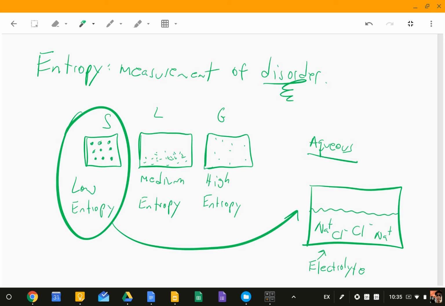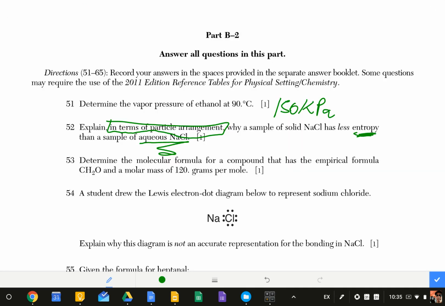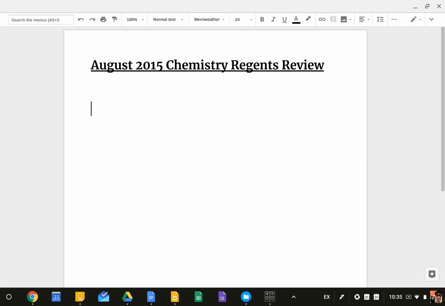Okay, so now let's go back to entropy. Think about solid table salt, which is nice and orderly in a crystal, and then you have dissolved table salt, which is very messy. So aqueous mixtures of things dissolved in, let's say, water have higher entropy than the solid. So greater entropy when something is dissolved. So now we can answer the question. Explain in terms of particle arrangement why a sample of solid table salt has less entropy. Okay, well here, because my handwriting stinks, I will type up the answer.